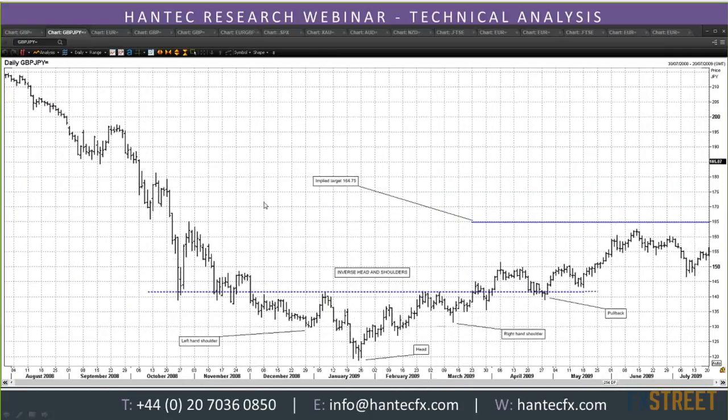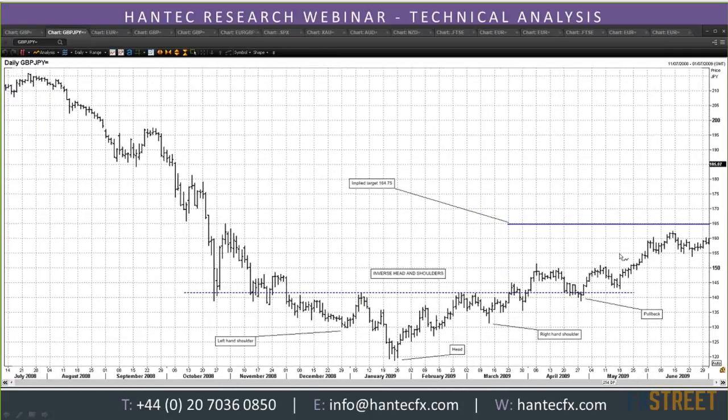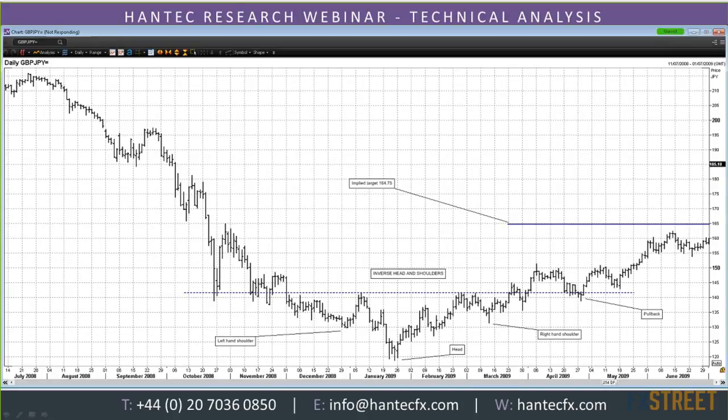Small print on charts, I have to apologise for that. I've got some bigger print that does come through in a bit, but yeah, sorry about that. Okay, there's not a lot I can do about that now.